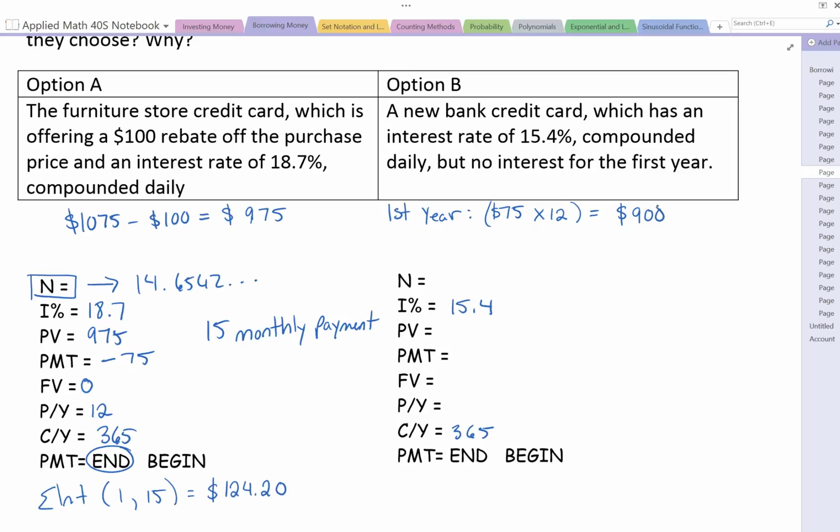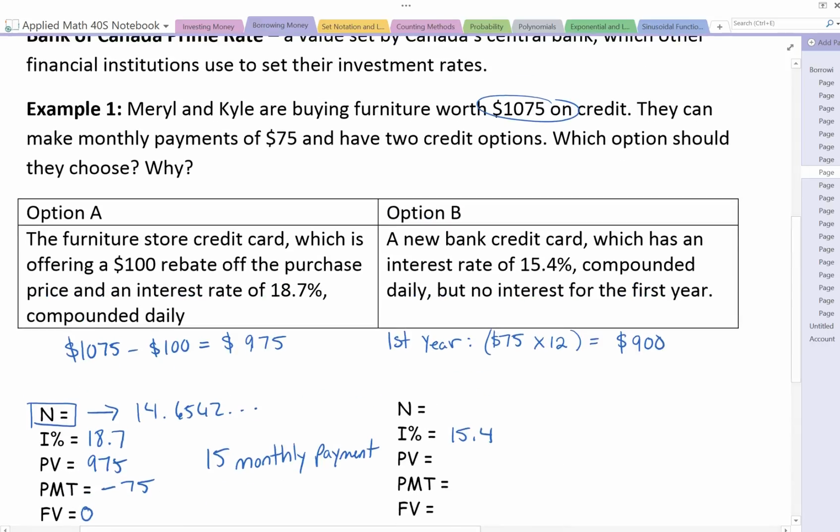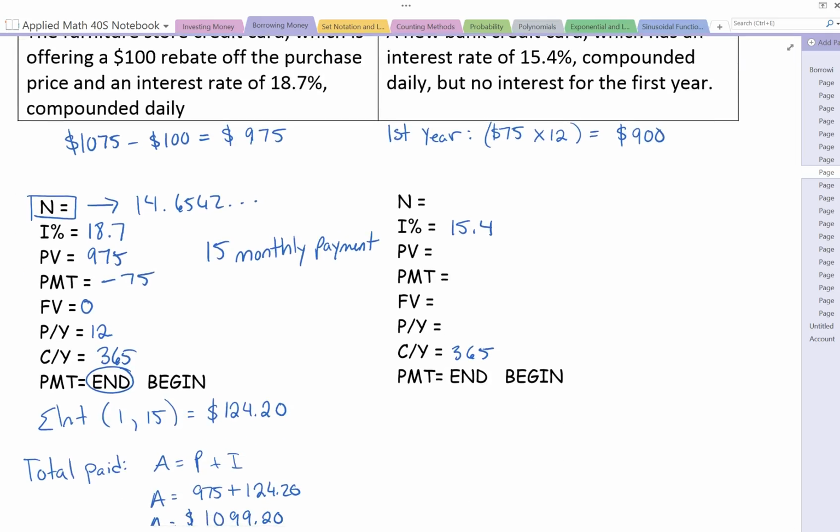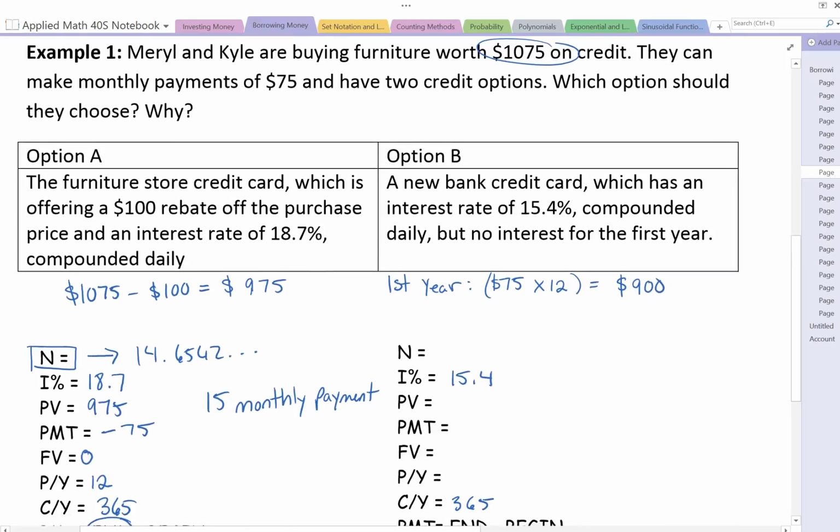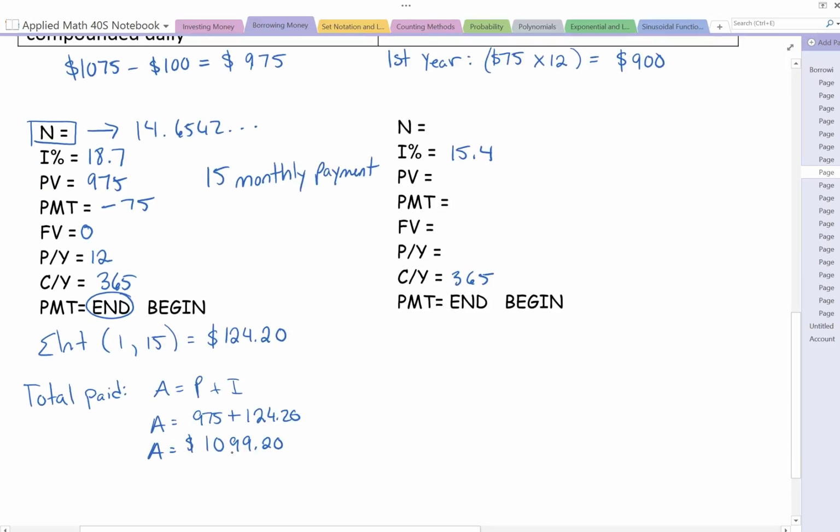So what's left? Well, this was $1,075 for the total cost. Oh, I said 1,000 down here. It was $1,075, so you didn't pay that much extra, right? On that amount.